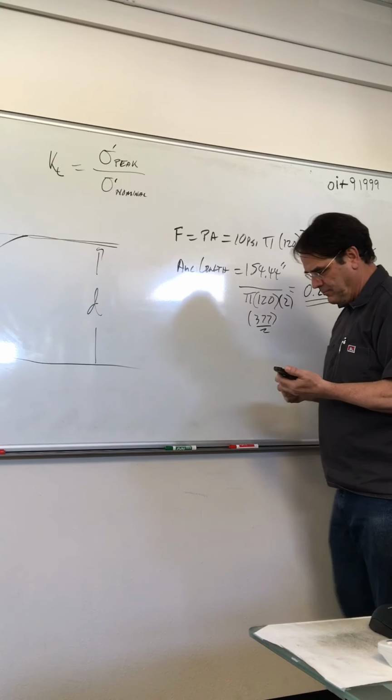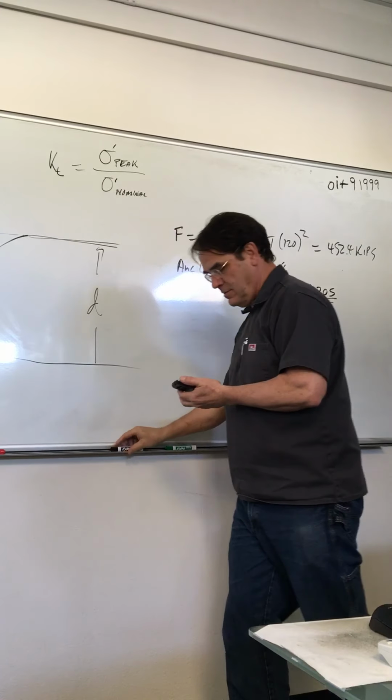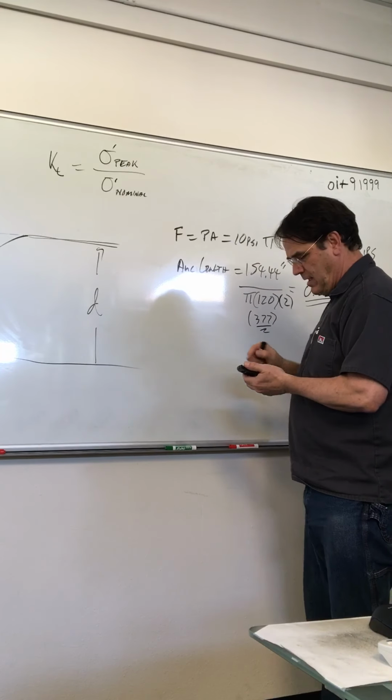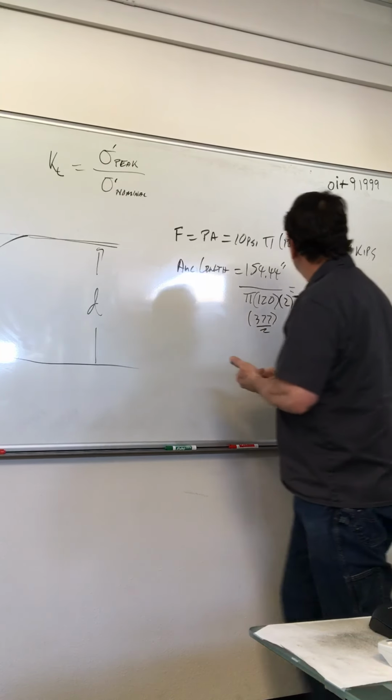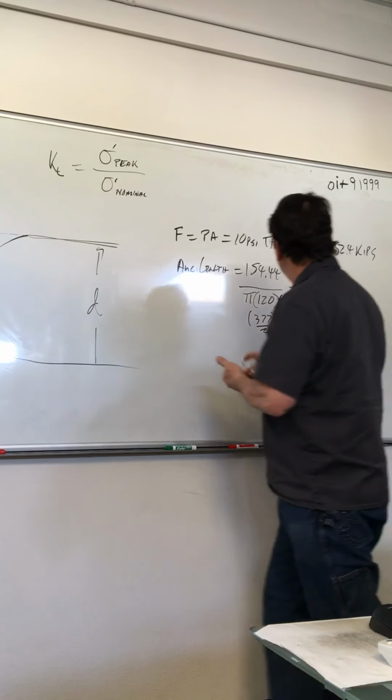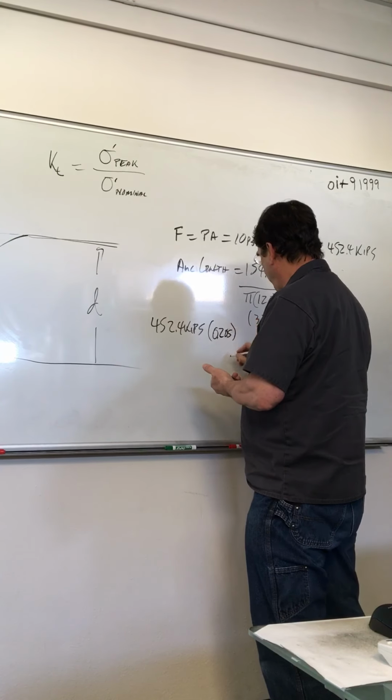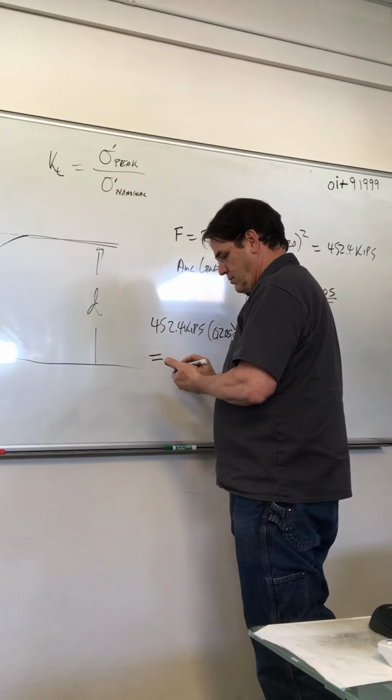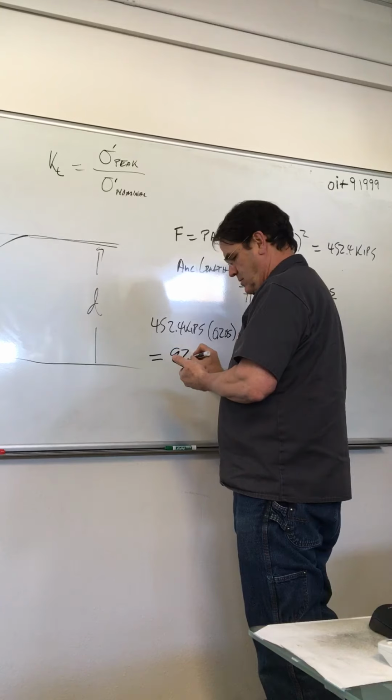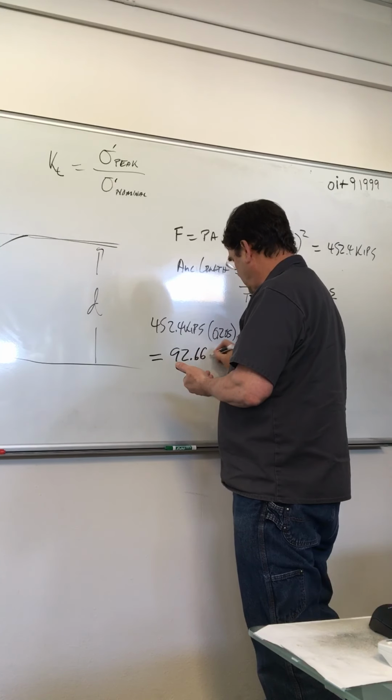20% basically, which is a better thing to do, right? And we multiply that by this, so we have 452.4 kips times 0.205, and this winds up being equal to 92.66 kips.